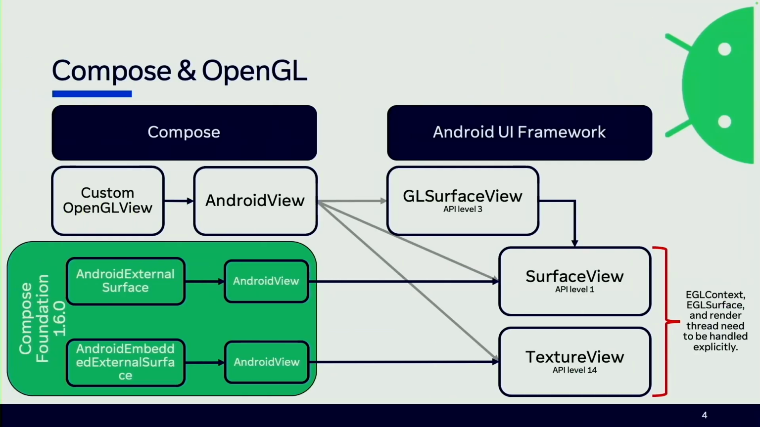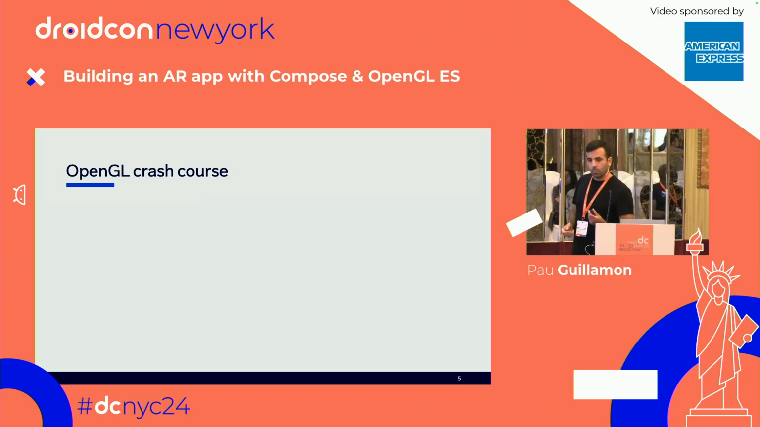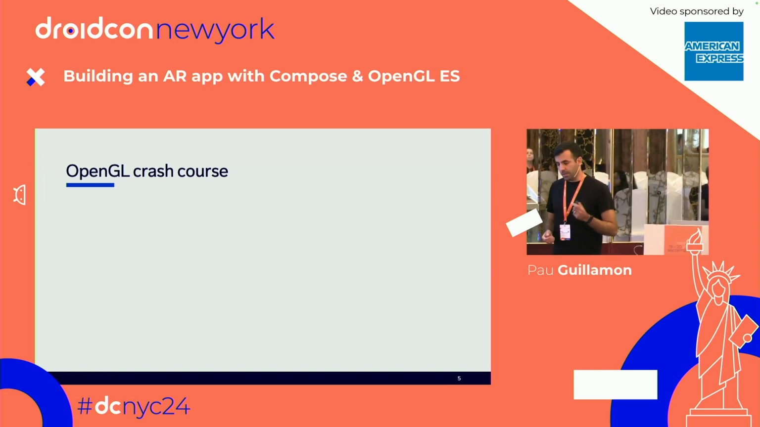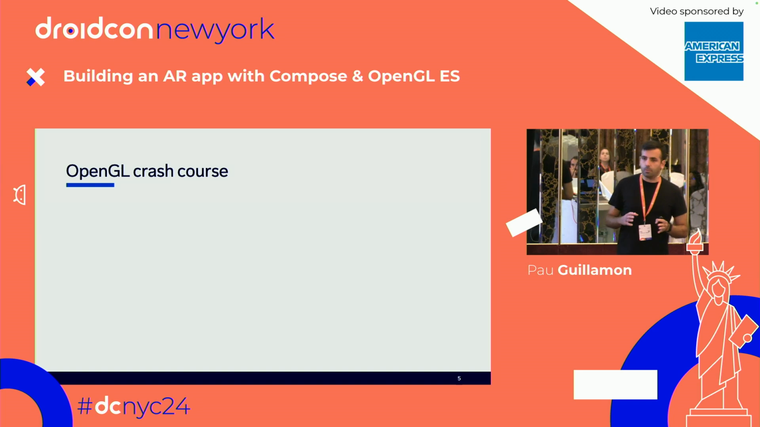Let's go back to the slides, because now that we know how to integrate Compose with OpenGL, or OpenGL with Compose, I wanted to explain a little bit about OpenGL. I'm not going to go into much detail. It's not a full course. It's a crash course. I hope to clarify things that are sometimes misunderstood or are a bit confusing maybe for some people. But if you want to learn more about OpenGL, come to me afterwards. I can provide you a few links.